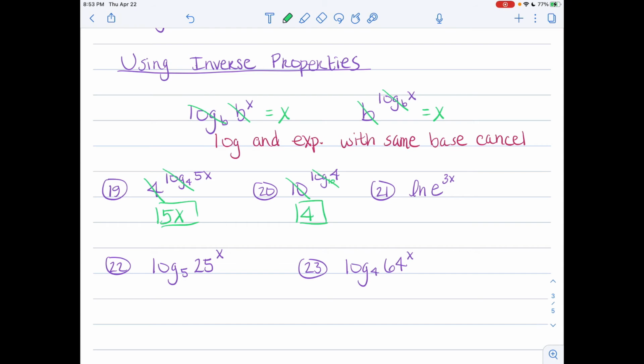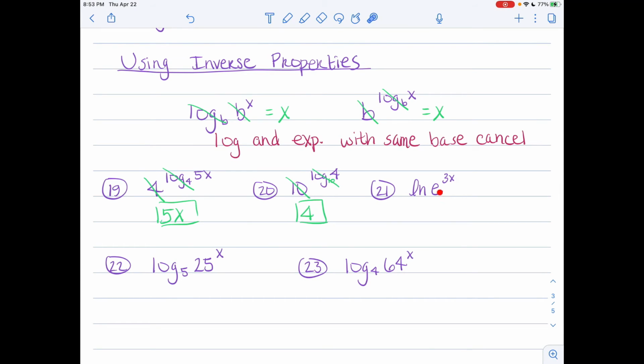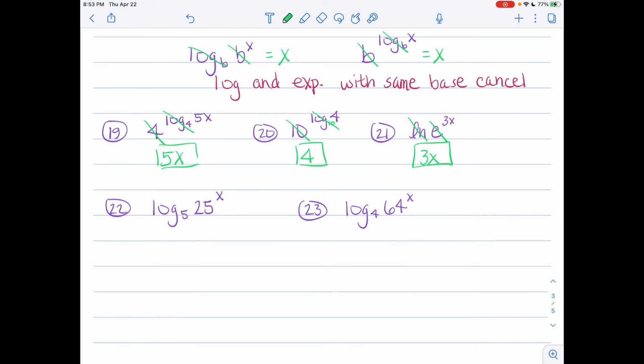Here's another one, natural log. Remember that natural log and the natural base cancel each other because natural log is a base e logarithm. So natural log and natural base cancel, leaving me with 3x. This next one, we don't have a matching base. We have a 5 and we have a 25. So at first glance, it looks like we might not be able to use this trick. However, I can rewrite 25 as 5 raised to the second power.